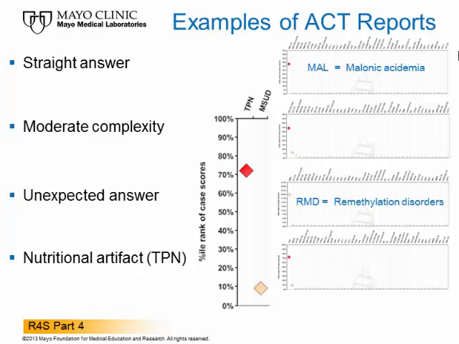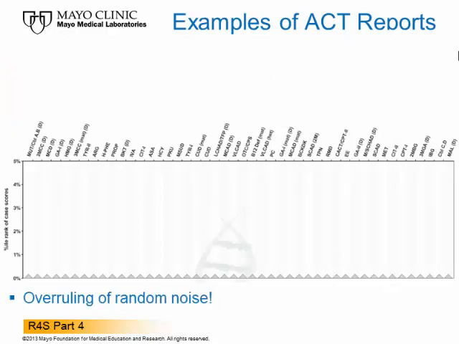Finally, the most important example is the one shown here, a completely negative profile that exemplifies the extremely common situation where random elevation of one or more analytes, something we can describe as random analytical noise, could trigger an unnecessary referral even when the overall profile is not consistent with any known condition.